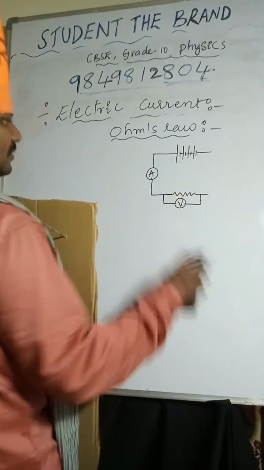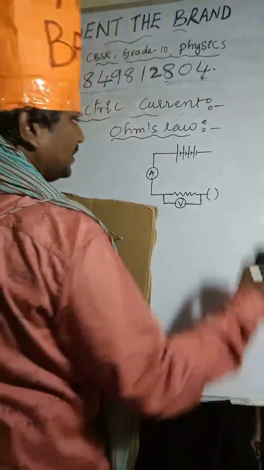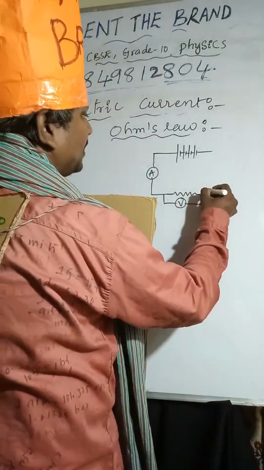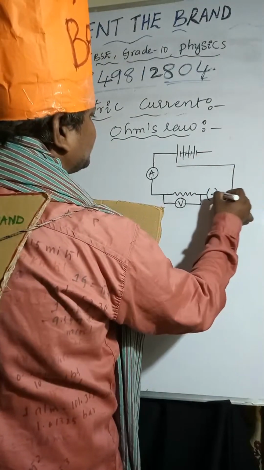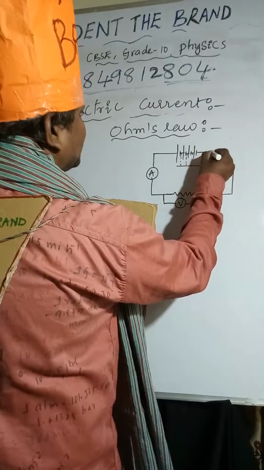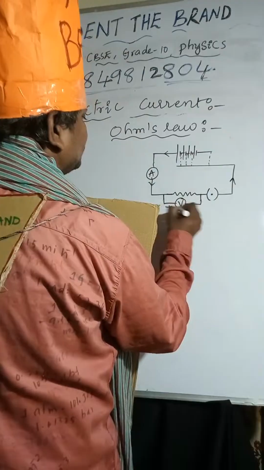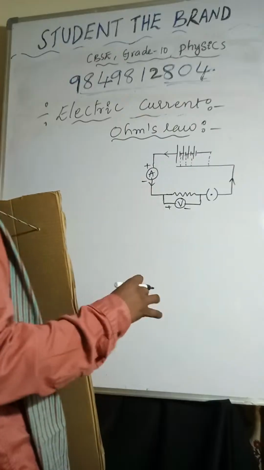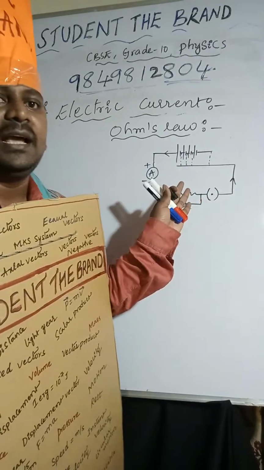Now you can observe your cell and switch. I connected the switch here. This is the switch. Now the current starts flowing. First, you can observe here, this is the metallic conductor. So the potential difference across.